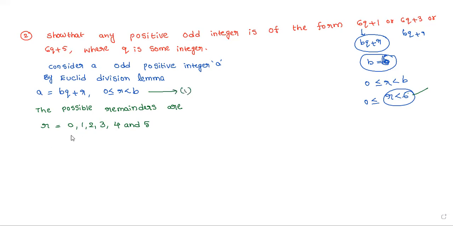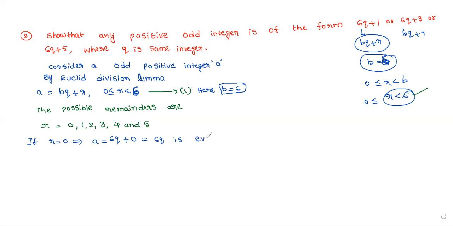If r is equal to 0, then a is equal to 6q, the b value is constant, nothing changes. Okay, so the b value is 6 here. So 6 cube plus 0 is equal to 6 cube. What does 6 cube represent? 6 cube is even.